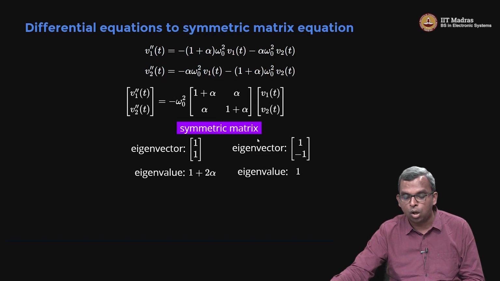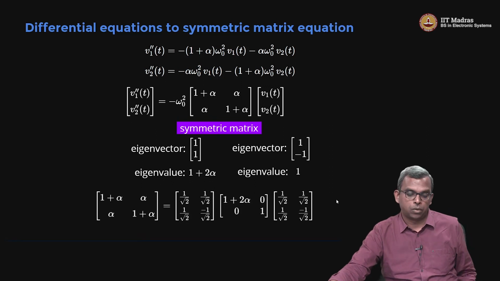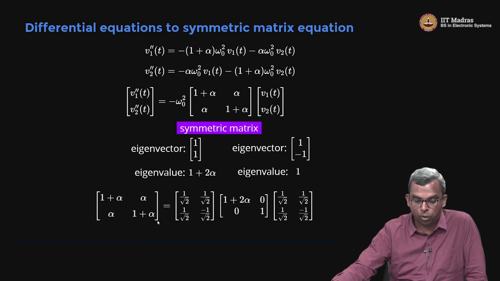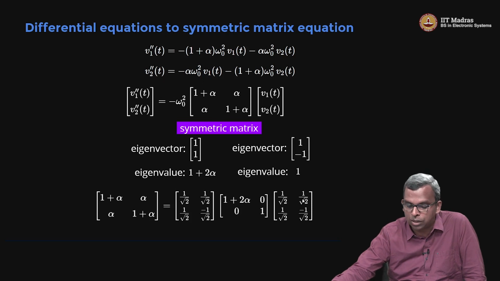So the orthonormal decomposition for this symmetric matrix works out like this. The matrix 1 plus alpha, alpha, alpha, 1 plus alpha has the diagonal matrix with 1 plus 2 alpha and 1. Those are the eigenvalues. And then my S matrix that comes here is 1 by root 2, 1 by root 2, 1 by root 2, minus 1 by root 2. Curiously enough, this is orthonormal, but it's also symmetric. So its transpose, which will be its inverse, is the same.